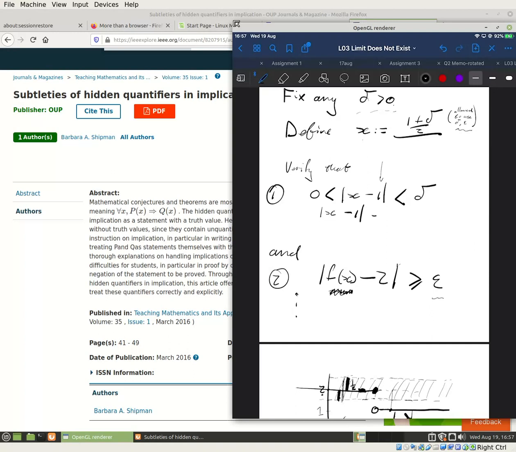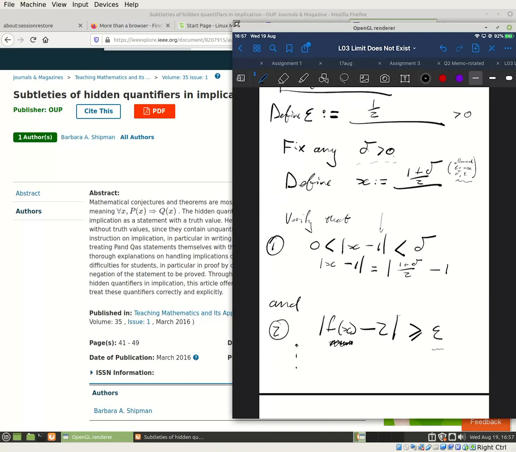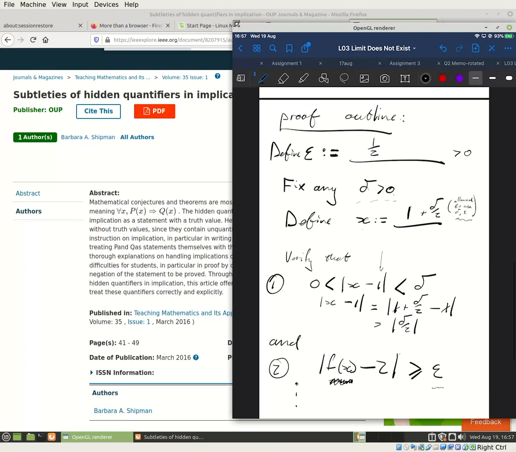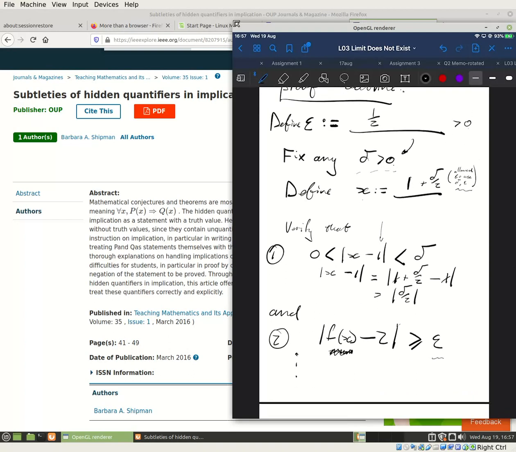minus 1 in absolute value is equal to, and now let's just substitute x in there, 1 plus delta over 2 minus 1. The 1's cancel, and we're left with the absolute value of delta over 2. But delta is positive because it was chosen to be any positive number. So this is just equal to delta over 2, which is less than delta.